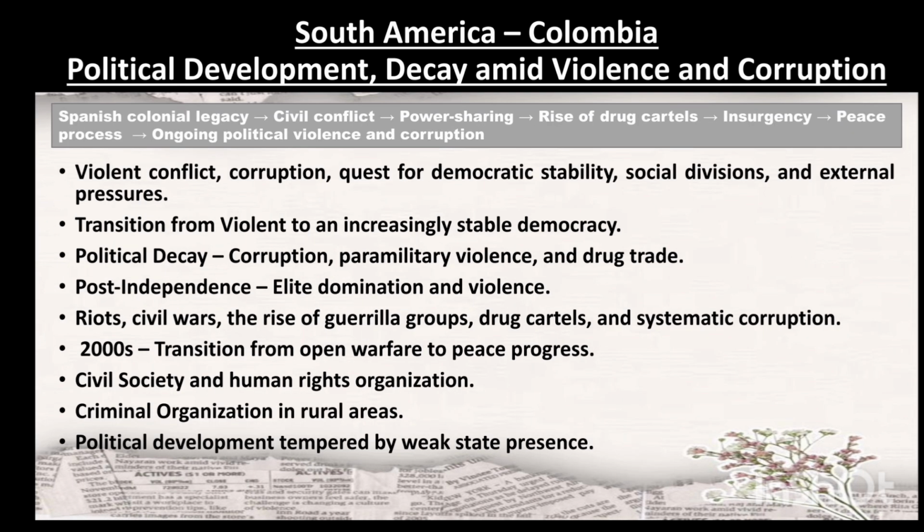It presents a case of violent conflict, corruption amid a quest for democratic stability, and a transition from violent to an increasingly stable democracy. Post-independence, the country faced elite domination and violence and political decay in the form of corruption, paramilitary violence and drug trade, riots, civil wars, guerrilla groups, drug cartels, and systematic corruption. 2000 saw a transition from open warfare to peace progress through the efforts of civil society and human rights organizations, yet criminal organizations remain active in rural areas. Therefore, we see a case of political development tempered by weak state presence.